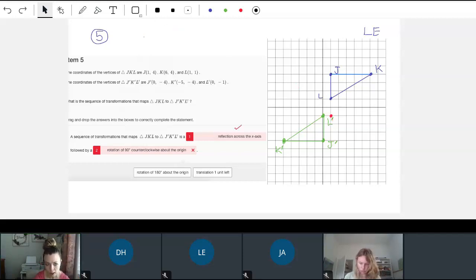So that would be the first, if I reflect it. Then if I rotate it 90 degrees counterclockwise, what you do to visualize that is connect the point to the origin. And then you're going to come off of that 90 degrees. The way you're going to come off that depends on whether it says clockwise or counterclockwise.